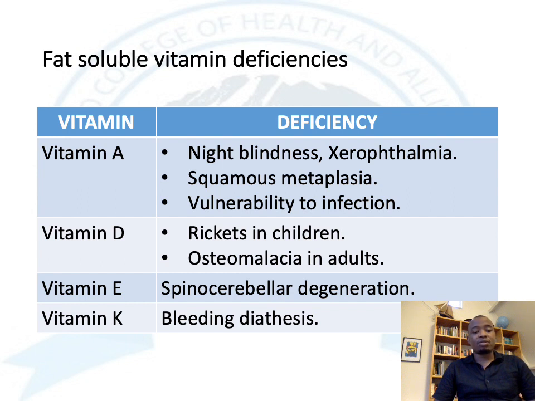Xerophthalmia can happen, squamous metaplasia can happen, and vulnerability to infection can also happen. Vitamin D deficiency can cause rickets in children and osteomalacia in adults. Vitamin E deficiency can cause spinocerebellar degeneration, which may be dangerous. Vitamin K deficiency can cause bleeding diathesis, because it is a very important component of the clotting cascade in the body.